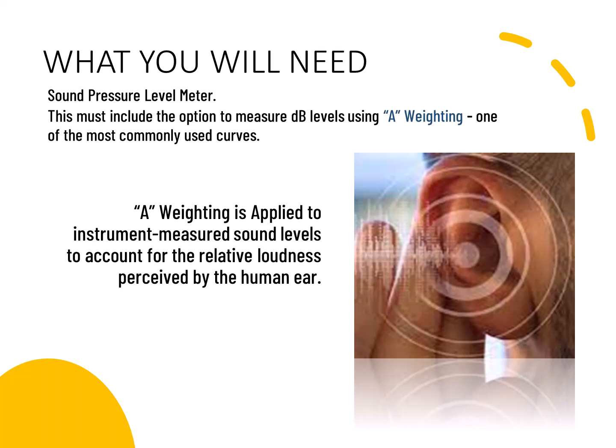Whichever tool you choose to use, it is of paramount importance that the tool be capable of using the A weighting measuring scale. A weighting is one of the most commonly used curves. A weighting is applied to instrument-measured sound levels to account for the relative loudness perceived by the human ear. Selecting a quality sound pressure level meter is important. Lencore uses the Simpson 884-2. Pick a quality meter with A weighting.